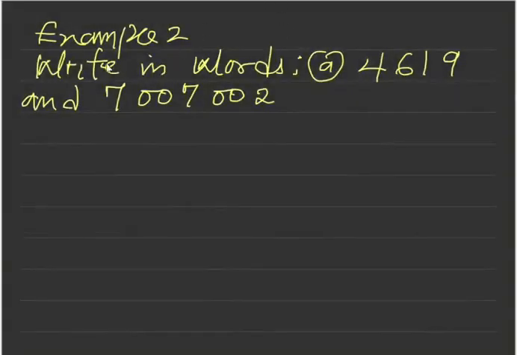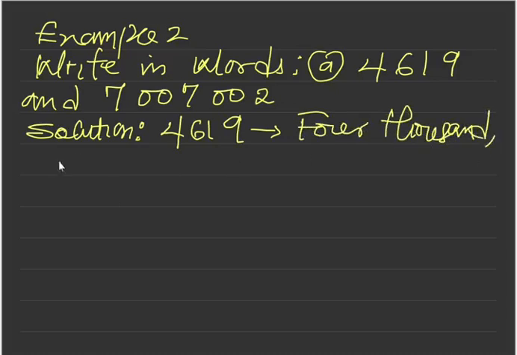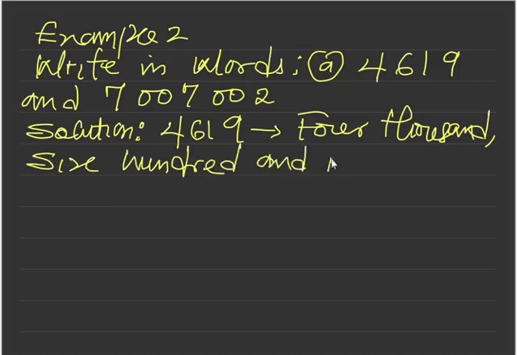So let's explain this example too. Write in words. The first one. If you are to write this value in words, we have 4,000, and it's 4,619.